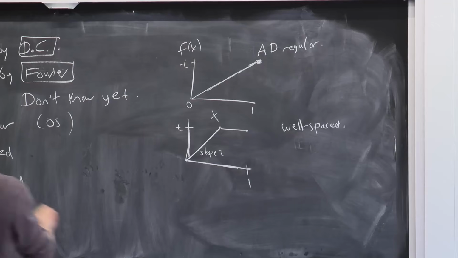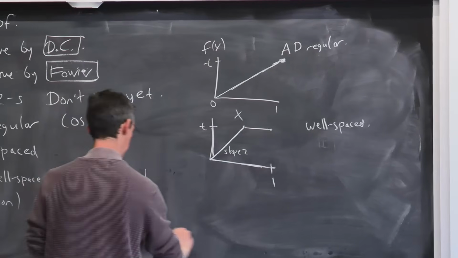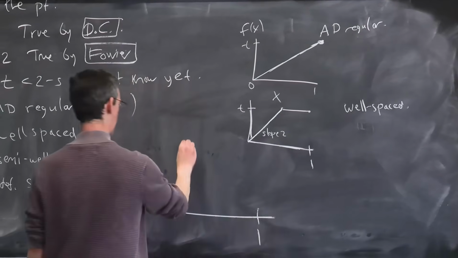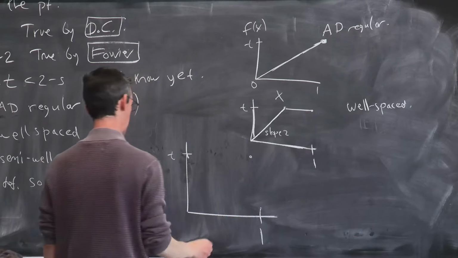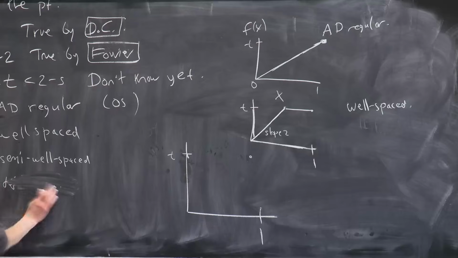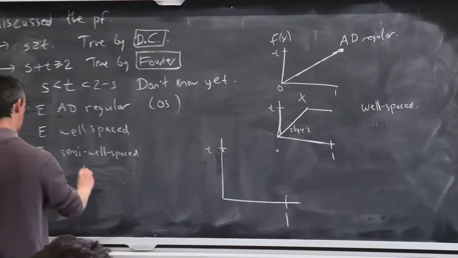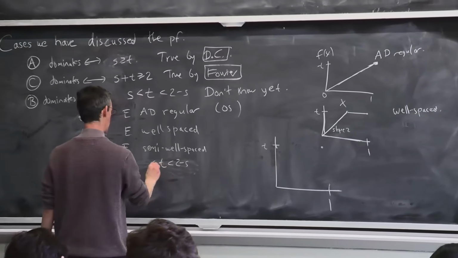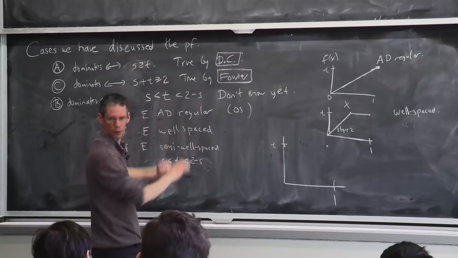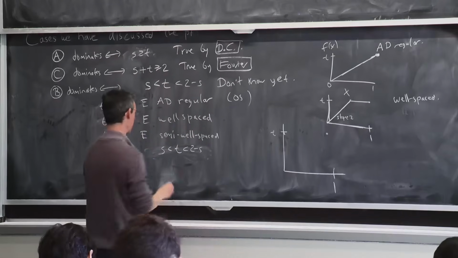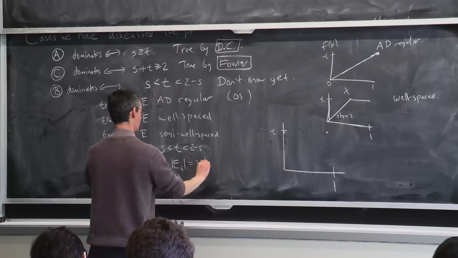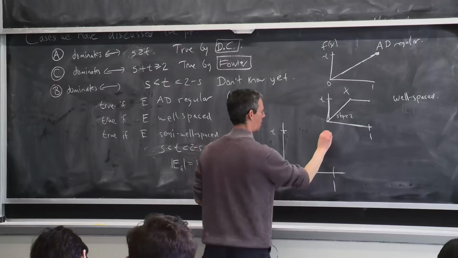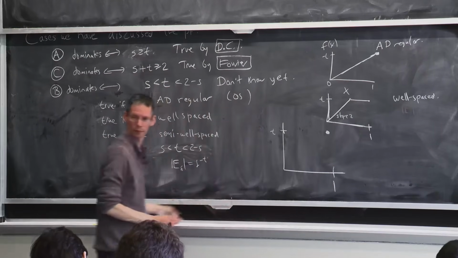OK, and now I can tell you what is the semi-well-spaced set. So here's what we do. The semi-well-spaced definition is now: t is going to be in between 2 minus s and s. That's good. That's the region we don't already understand. So E delta is going to be delta to the minus t. So that point there is going to be in our branching function.